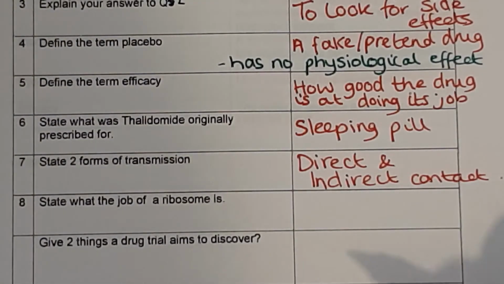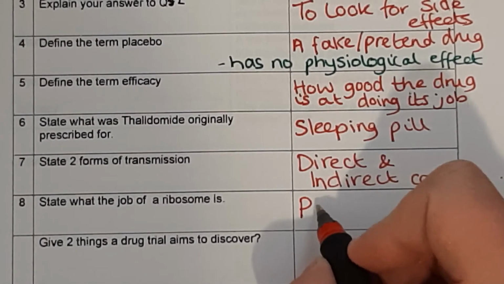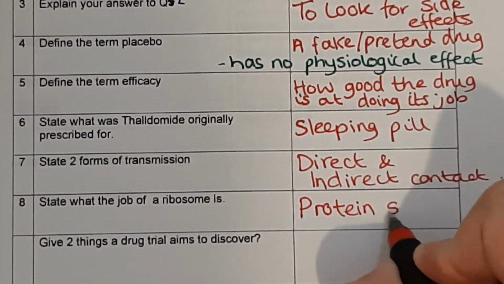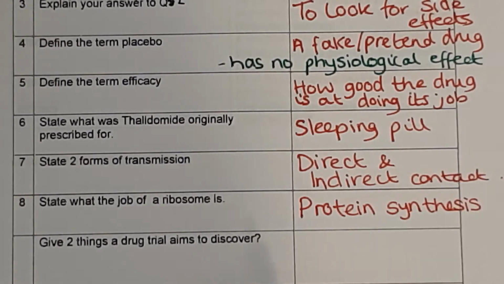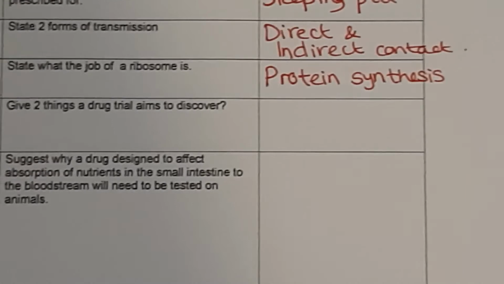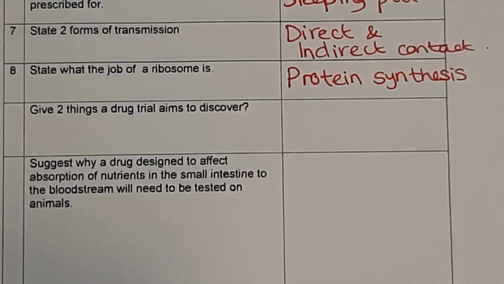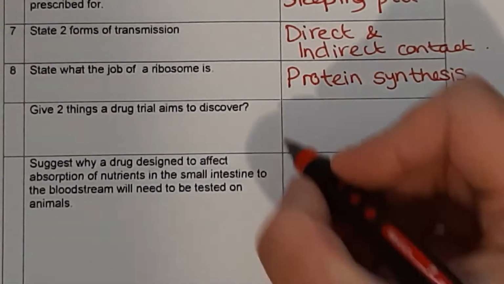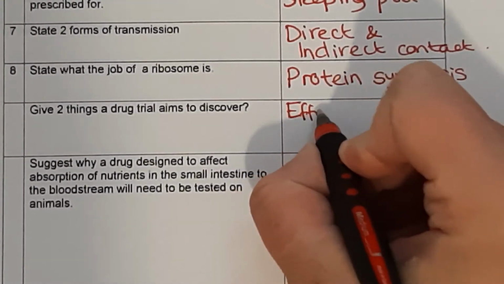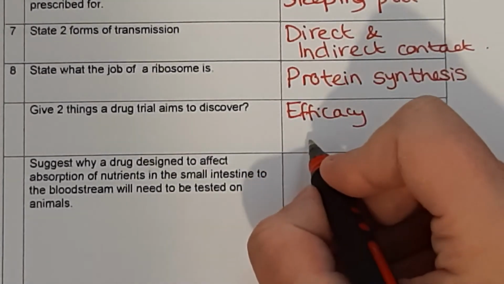Question 8, state what the job of a ribosome is. So this is quite a question from quite a while ago. The job of a ribosome is protein synthesis, so that means it makes proteins. Don't worry if you didn't get this, but this is something you definitely need to remember because they ask this question so frequently in the exams, so often. So, question 9. Give 2 things a drug trial aims to discover. So, the efficacy of the drug and the toxicity of the drug.